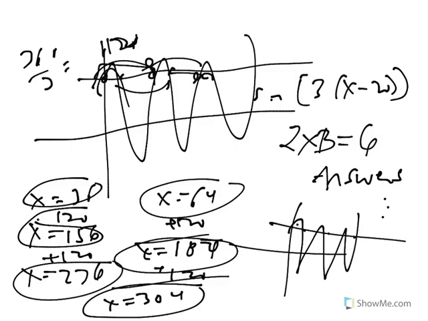Okay, so that's how you solve trig equations, including ones where there's more than 2 answers because of a b value that's bigger than 1.